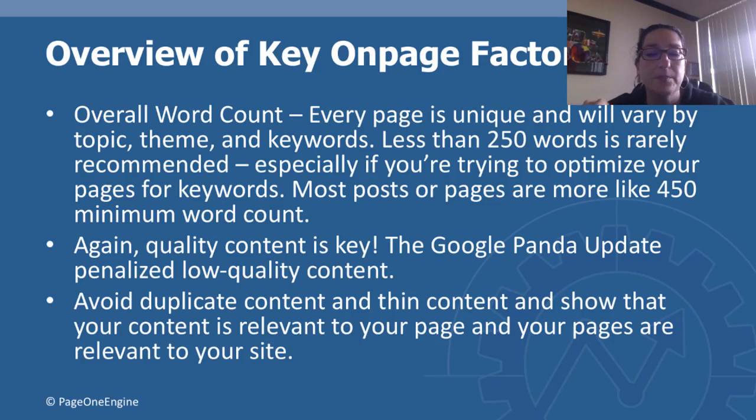The Google Panda update penalized low quality content. So if you repeated yourself a lot and it wasn't useful, you kind of got a little spank from the Google Panda update. Always avoid duplicate content. That is, let's say you're going to take a snippet from another site, you rewrite it. I mean, try to make it as original as possible and try not to have thin content. You want to show that your content is relevant to your theme, to your subject, and that your pages are all relevant to your site.